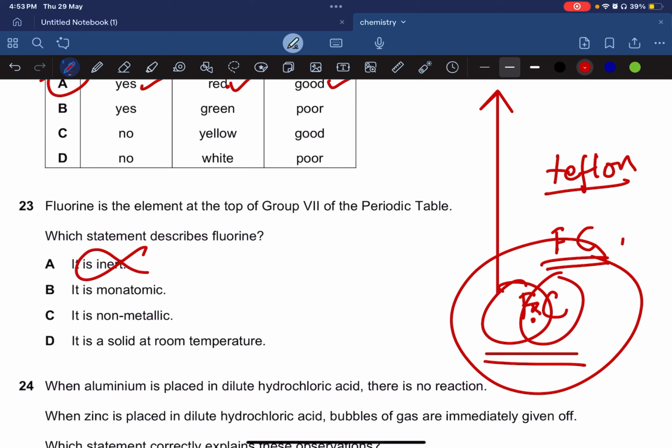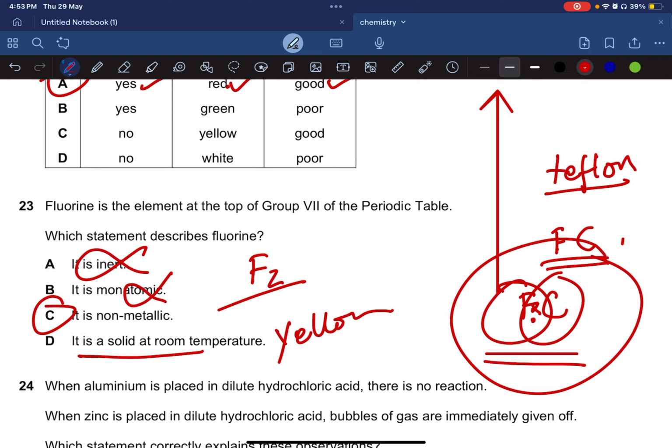Okay, it is monatomic, not at all. If it is F2, it is diatomic, it is non-metallic. Yeah, that's correct. It's a solid. No, it's a gas. Not green, I guess kind of a yellow gas. Chlorine is a green gas, bromine is a red-brown liquid, and iodine is a grey-black solid at RTP.